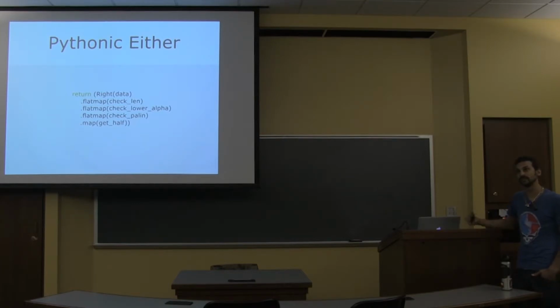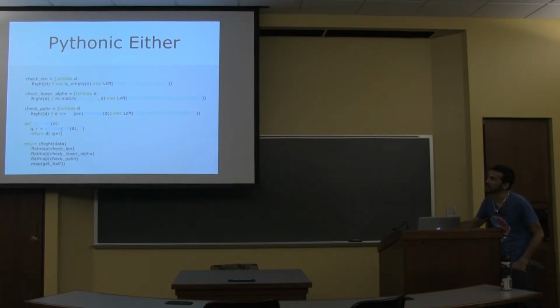So when we return on this function, there's one return, and we may return an Either successful value, or we may return a failure value. So a lot of the code is missing, but really, it's doing exactly that, right? Like, check length, if it's not empty, we're going to return a Right or an error, right? And check lower is the same thing.